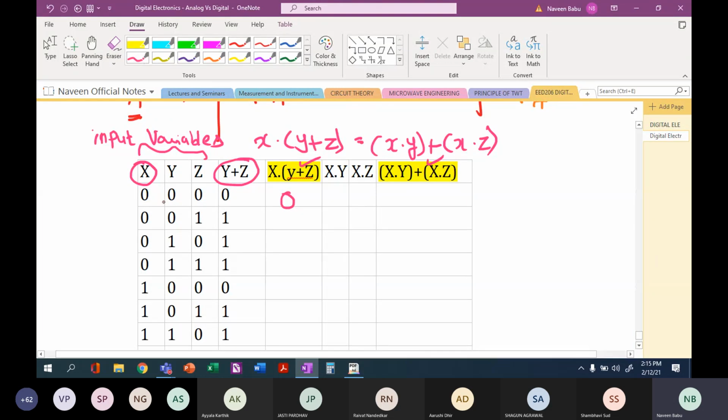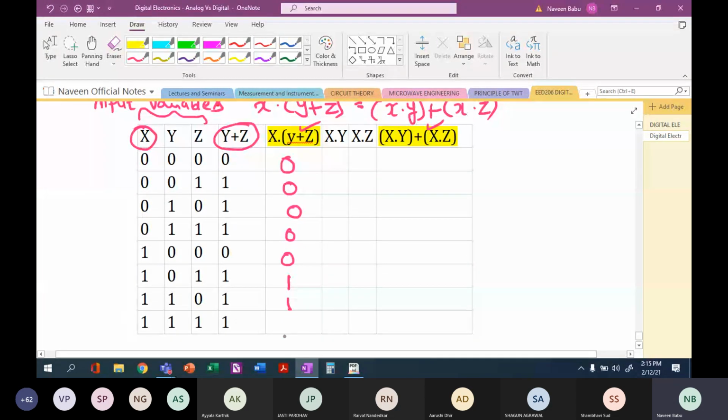Okay. So 0 and 0 is 0. 0 and 1 is 0. 0 and 1 is 0. 1 and 0 is 0. 1 and 1 is 1. And one more, 1 and 1 is 1.